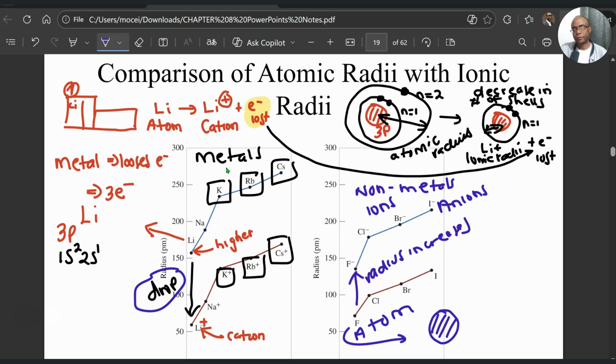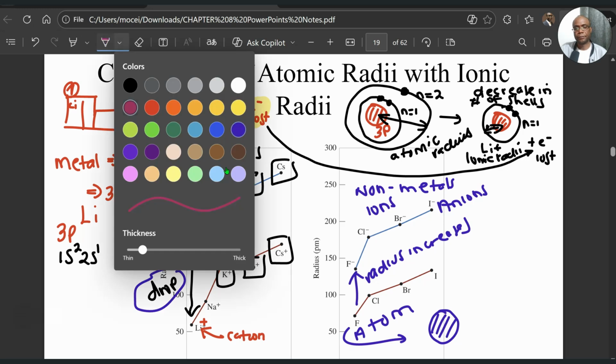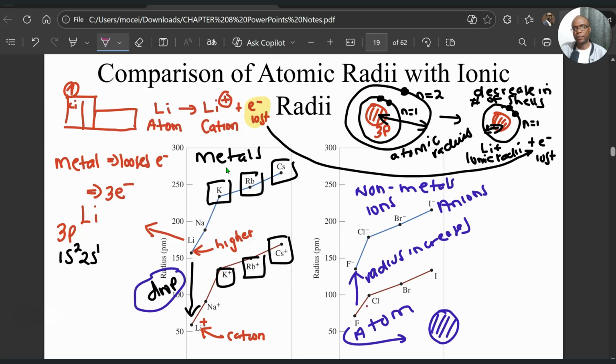Fluorine has atomic number 9, so 9 protons. That means it has 9 electrons. So we have 1s2, 2s2, and then 2p5. Now, when fluorine reacts, it's a nonmetal. It only needs 1 electron to fill up the p. So it reacts by gaining. Nonmetals react by gaining to give you a fluoride.